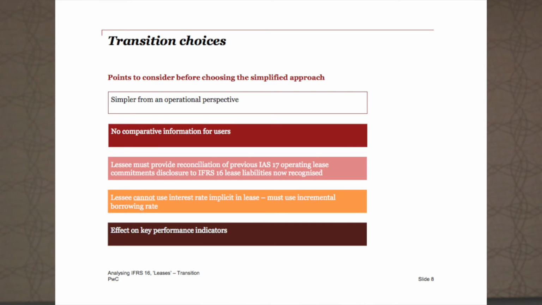However, there are disadvantages of doing that. That would be, there isn't comparative information there for users to look at. In addition, a lessee would have to reconcile its previous IAS 17 operating lease commitments note disclosure to the carrying value of the liabilities that it's put on its balance sheet as a result of applying IFRS 16 for the first time. The discount rate it uses would be the incremental borrowing rate, which in many cases is probably lower than the rate implicit in the lease had they been able to go back and retrospectively determine it, which might mean that the liabilities are higher at the date of initial application than they would otherwise be.